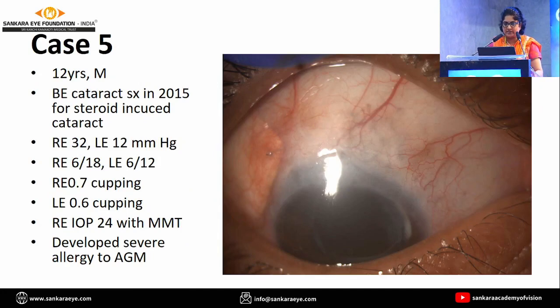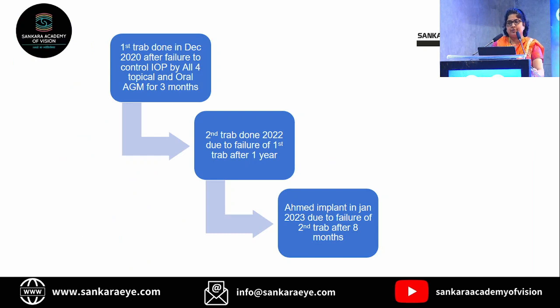And the third case is a 12-year-old boy. Actually, he underwent cataract surgery in 2015 for steroid-induced cataract. And right eye now he is having 32 pressure and left eye 12 pressure. Vision is 6/18 in right eye and 6/12. He has severe VKC and cup-disc ratio is 0.7 in right eye. And with the various combinations of medical therapy, after 3 months the pressure came down to 24. But he developed severe allergy to the AGM. So we planned for TRAB in December 2020.